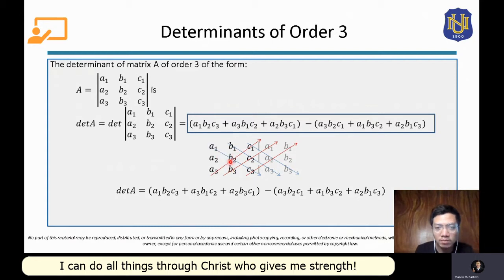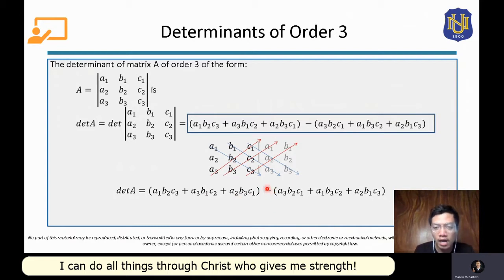So that will be A1 times B2 times C3, and then B1 times C2 times A3, and then C1 times A2 times B3, and we just get their sum. So that will be A1 B2 C3 plus A3 B1 C2 plus A2 B3 C1. And then what we're going to do next is subtract.